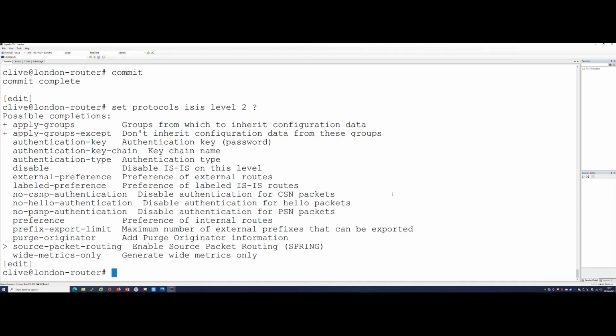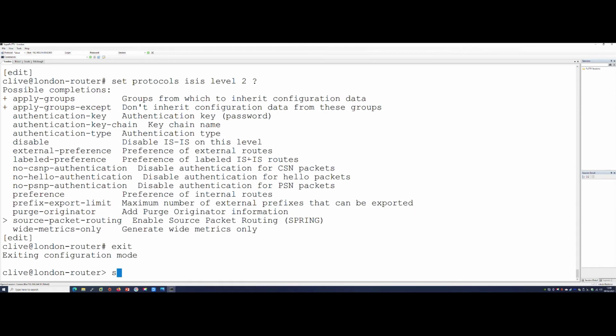We can also do authentications on these levels as well. But again, that will be done in a later lesson. So we use the authentication key and a password, and we use the authentication type. Okay. And that's how we can do that as well. As I said, we'll do this more in-depth later. At the moment, this is a very, very simple one to show you.